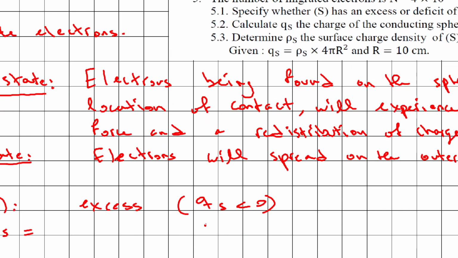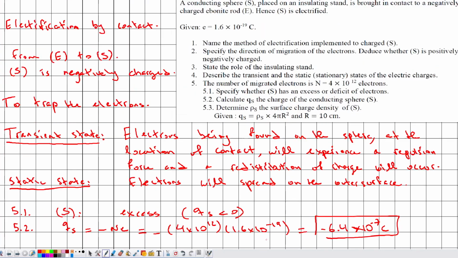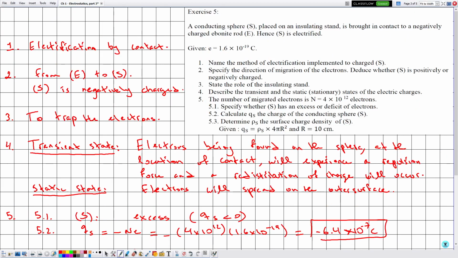Now in 5.2 they are asking us to calculate QS. Now since this is an excess, it's going to be minus n multiplied by e, which is minus 4 times 10 to the power 12, and the elementary charge, which is fixed, which is given by that. Now plugging this numerical expression on the calculator, it's given by minus 6.4 times 10 to the power minus 7, and this is in coulombs, because this is expressed in coulombs.